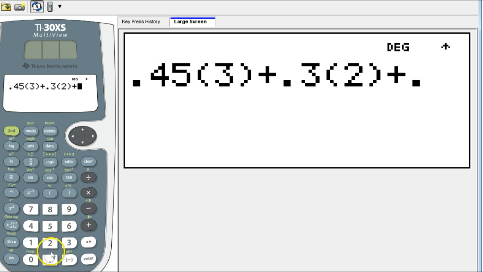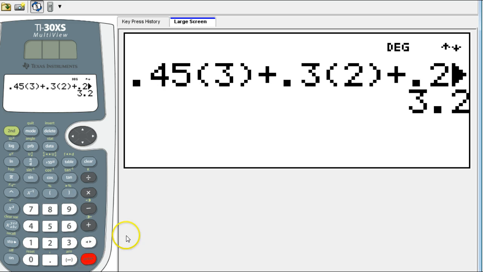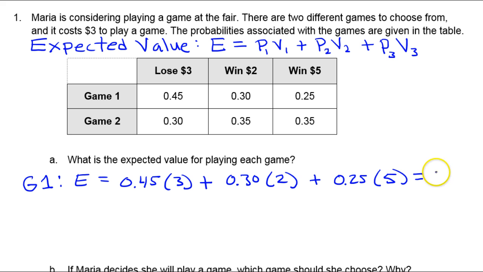So I'm just going to put that in my calculator. Okay, that comes out to be 3.2. So that is the expected value of playing this game. That 3.2 means $3.20. That's the expected value. And that means if many people played this game, on average, they would win $3.20.